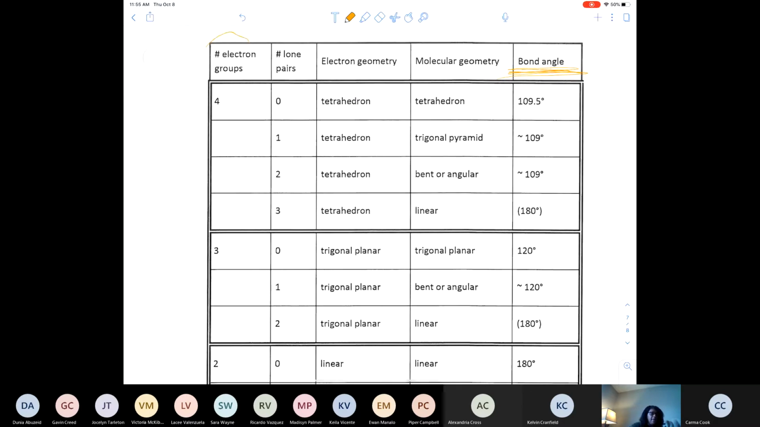Well, we want to know how many electron groups are in the Lewis structure. And we've answered that question already.